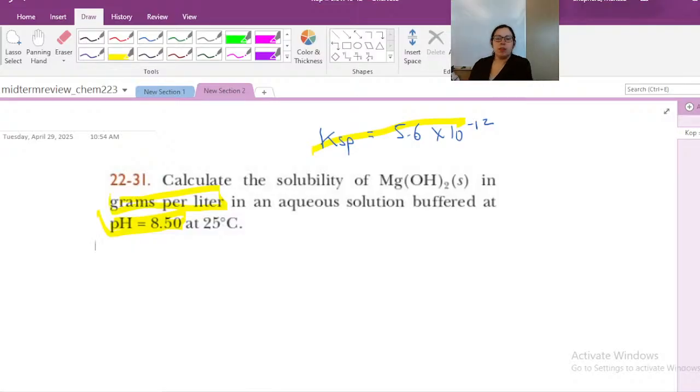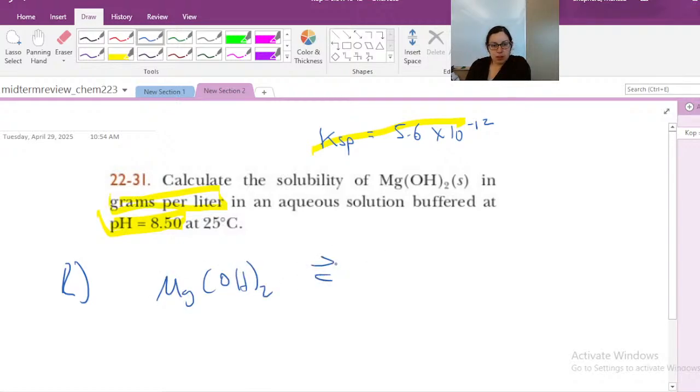All right, so let's see how it's coming along. You want to just start off with, of course, your ICE table. So magnesium hydroxide dissociating to magnesium and then 2 equivalents of hydroxide. So again, on your exam, just pay attention to the compound and how many equivalents of hydroxide are being produced.